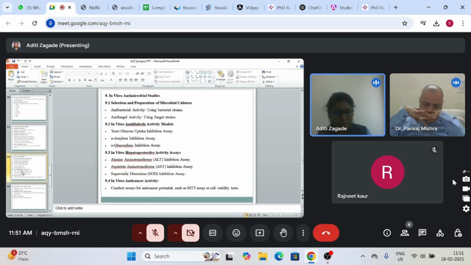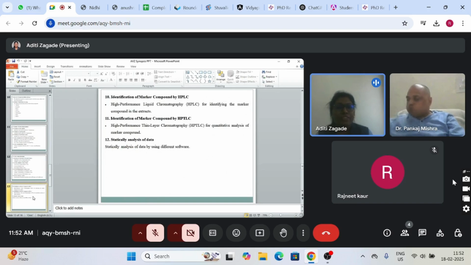Alanine aminotransferase inhibition assay, aspartate aminotransferase inhibition assay, then superoxide dismutase inhibition assay. 9.4, in vitro anti-cancer activity of different phytoconstituents. Conduct assays of anti-cancer potential such as MTT assay or cell viability test. Then identification of marker compound by HPLC. High performance liquid chromatographic technique is used for identifying the marker compound in the different extracts.